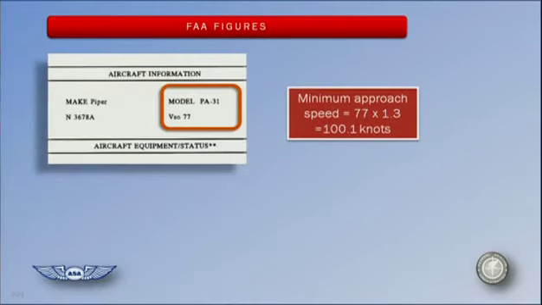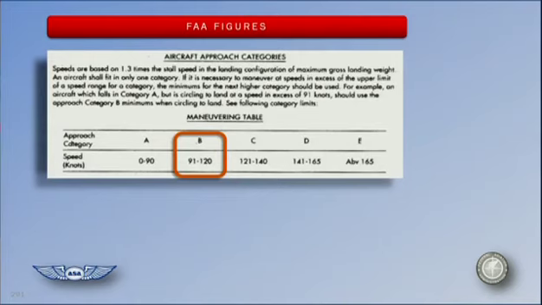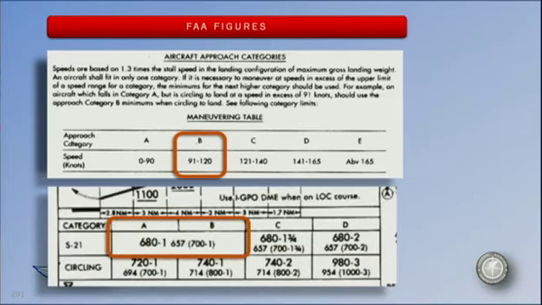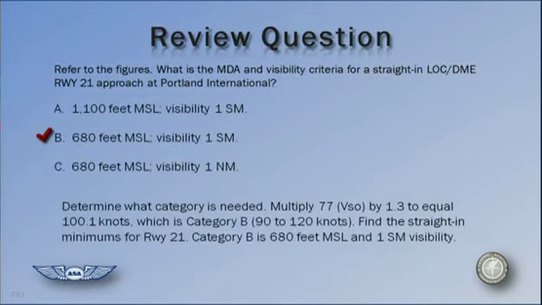We note that the make is a Piper Model PA31. The VSO is 77, so our minimum approach speed, multiplying 77 times 1.3 gives us 100.1 knots. We want to find out what category aircraft we're in. We're in category B, right there between 91 and 120 knots. And again, category B shows us 680 feet at 1 statute mile is our answer. So we go back to the question. B is the answer. 680 feet MSL, visibility 1 statute mile.